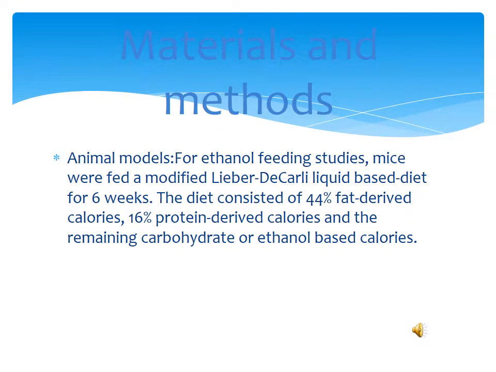Materials and methods. The animals used were mice that were fed a modified liquid diet for 6 weeks before harvesting their livers for analysis. The diet contained 44% fat-derived calories, 16% protein-derived calories, and 40% carbohydrate calories or ethanol-derived calories. Ethanol-fed mice began the study on a diet consisting of 2% ethanol, with the ethanol-derived calories increased on a weekly basis until sacrifice.